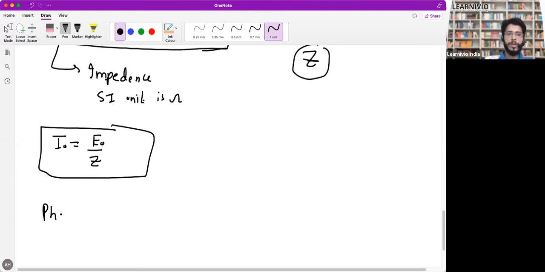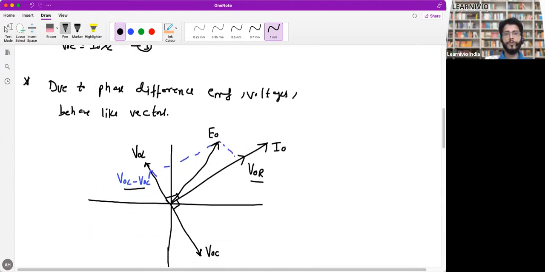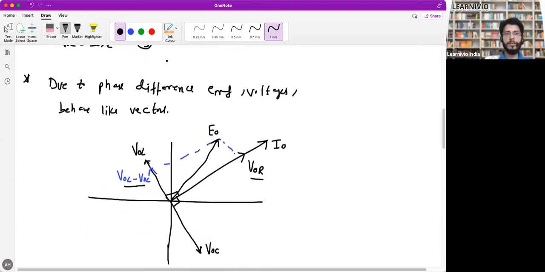Next, you can calculate the phase difference between current and EMF. This is EMF and this is current. Can you see which one is leading? EMF is leading or current is leading? This is net EMF and this is current. Which one leads? EMF. EMF leads by some amount of phi. So from here you can calculate phi.